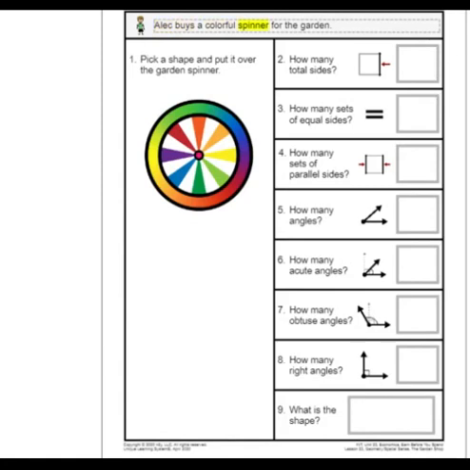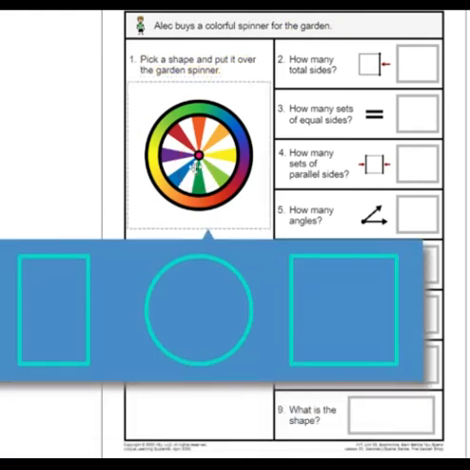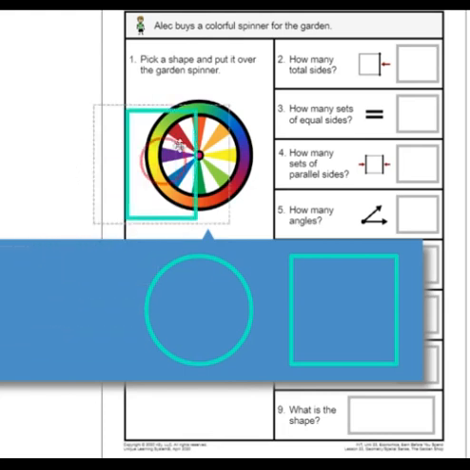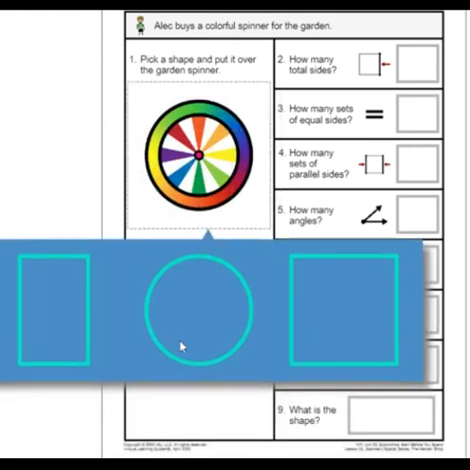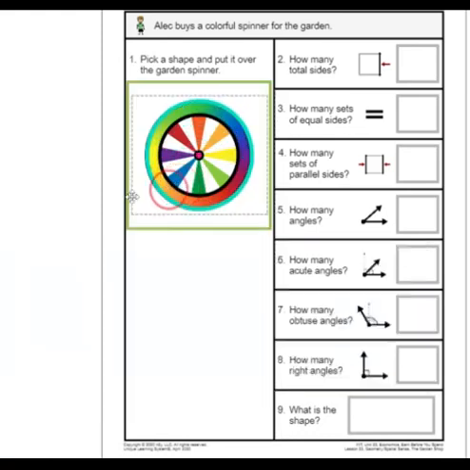Alec buys a colorful spinner for the garden. Pick a shape and put it over the garden spinner. Okay, so I'm gonna pick which shape. Does the rectangle fit there? No, not the rectangle. How about a circle? That does fit. It's a circle. So how many total sides on a circle? Well, there's no sides on a circle. It just goes all the way around. So 0.